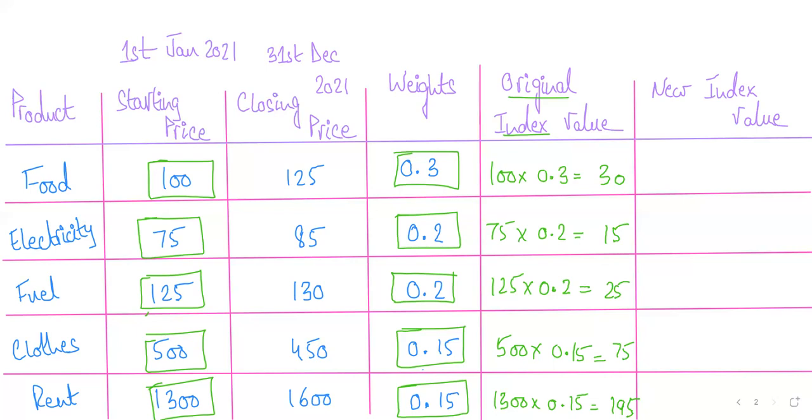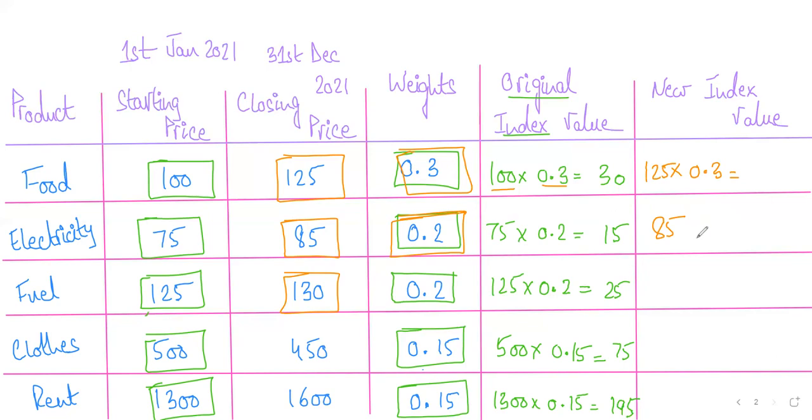So for the calculation of original index value, we just multiplied the starting price of the product with its respective weights. Now for the new index value, what we'll do is take the new prices for each of these products times their respective weights. So it will be 125 times 0.3. Then for the next one, it will be 85 times 0.2. The weights stay the same because they haven't changed during that time period. The only thing that has changed was the prices of the two products.